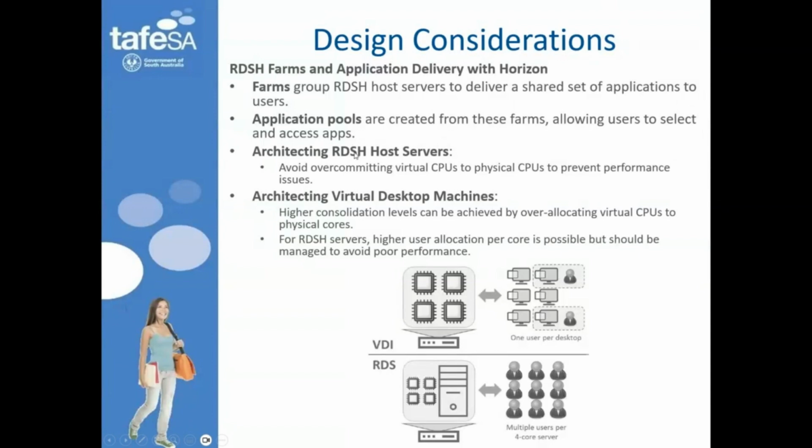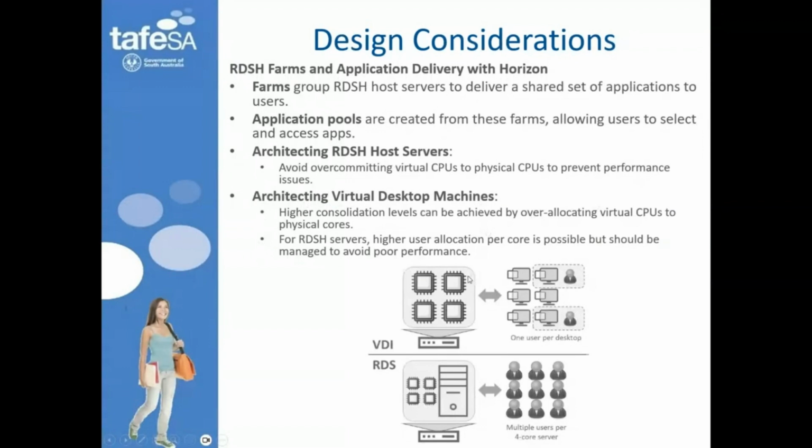So what does that mean? Well, if this is a virtual machine and we only have 4 CPU cores on the physical machine, we shouldn't give 4 virtual CPUs to this host, because that means we have to wait for all the CPU cores on the physical host to be free in order to get a chance to execute the instructions from the RDSH host. So that'll actually cause performance issues.